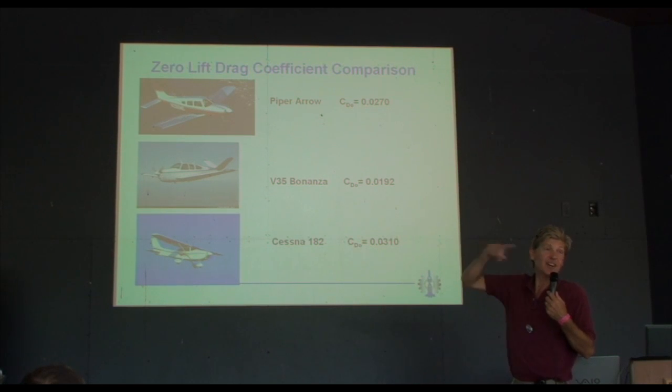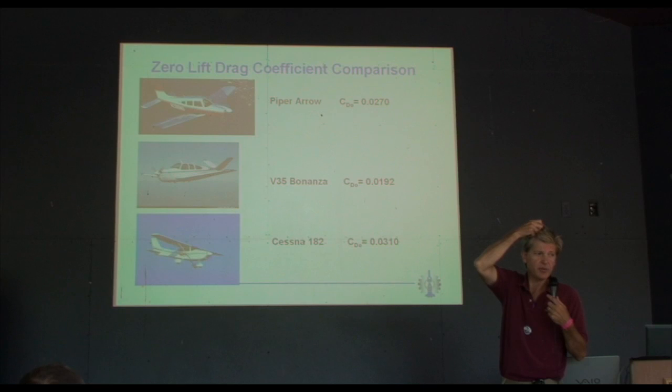That's pretty low. I don't know what the CD0s are on the composite aircraft, Todd? Do you know offhand? I mean, they're probably really low. Probably 120, I would guess, yeah.